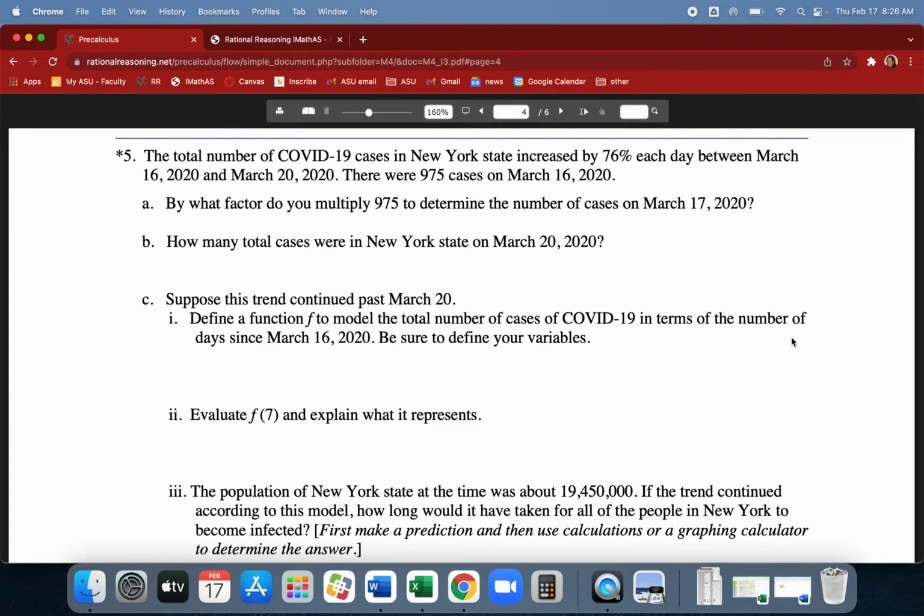So it's the 1.76 that we're going to multiply by more than one time if we're talking about more than one day into the future. We don't need to use the 975 times that over and over. It's just the growth factor, just the 1.76, indicating all the original plus an extra 76% as the number of people that are infected by day 2.